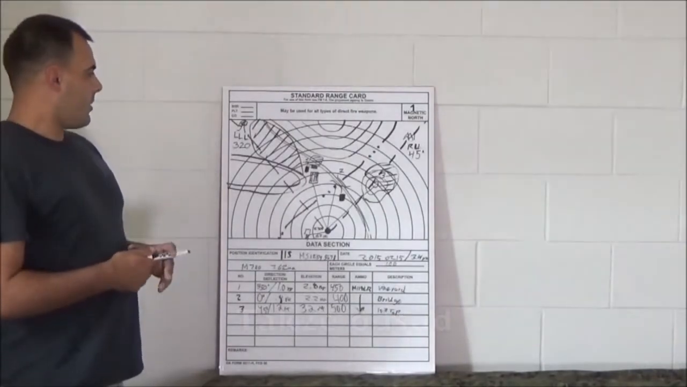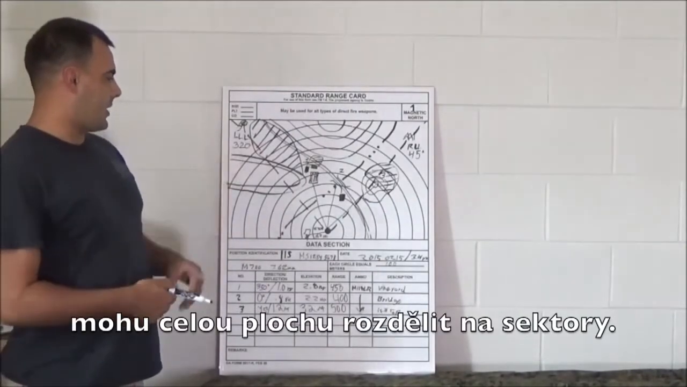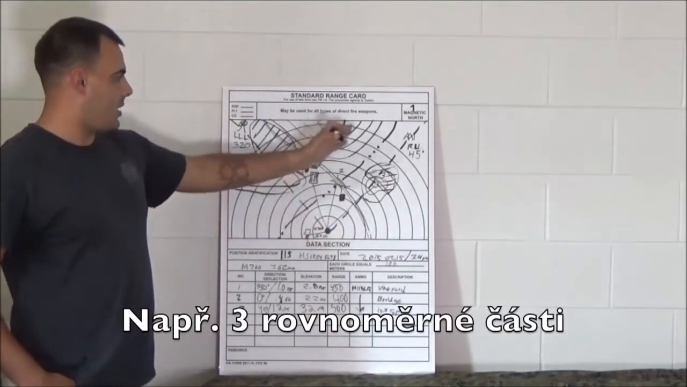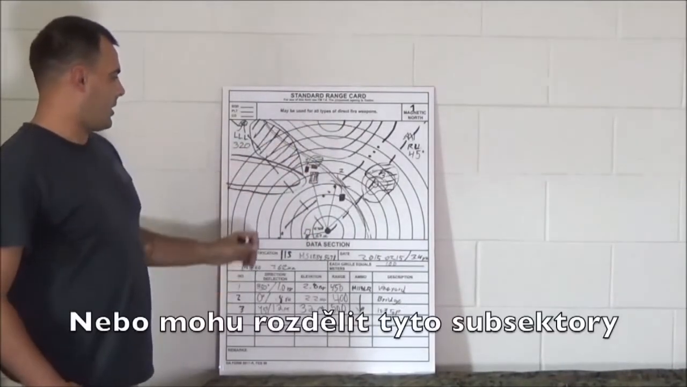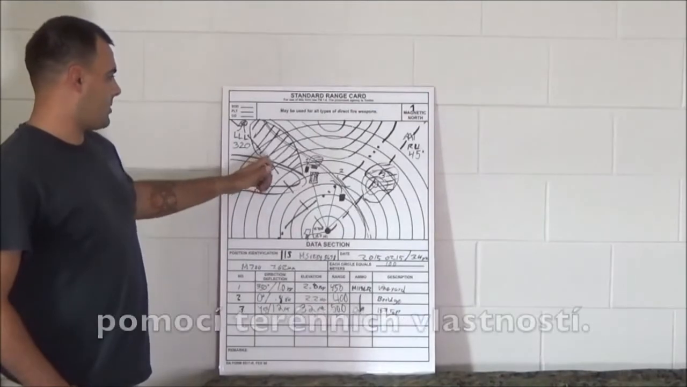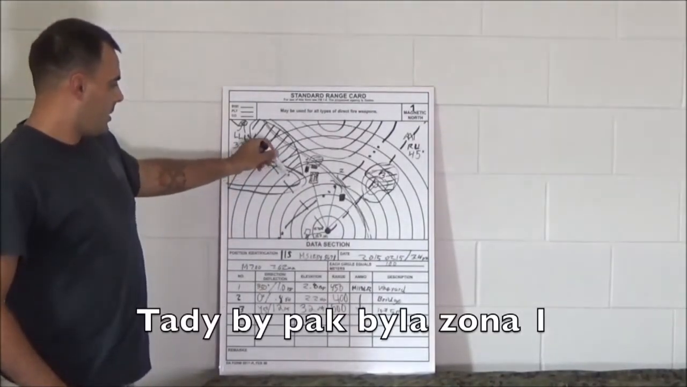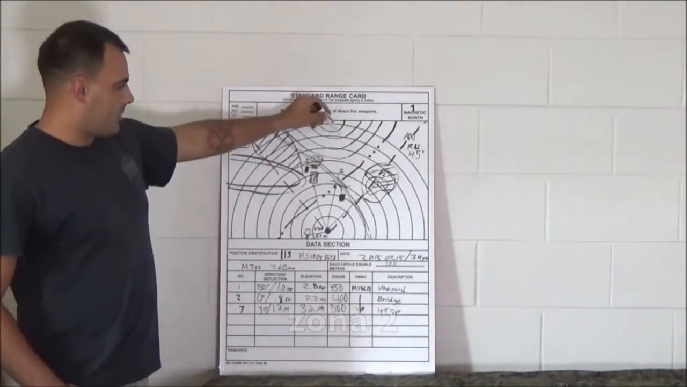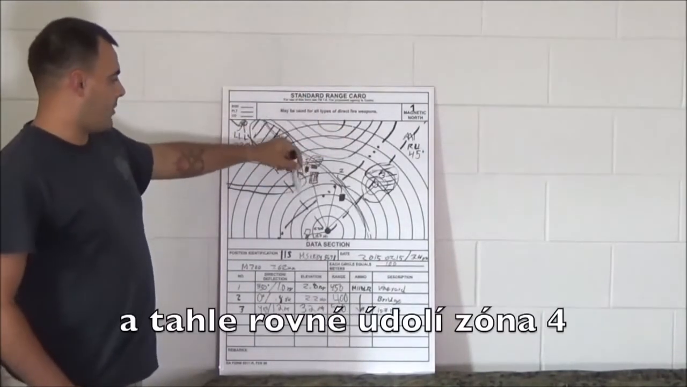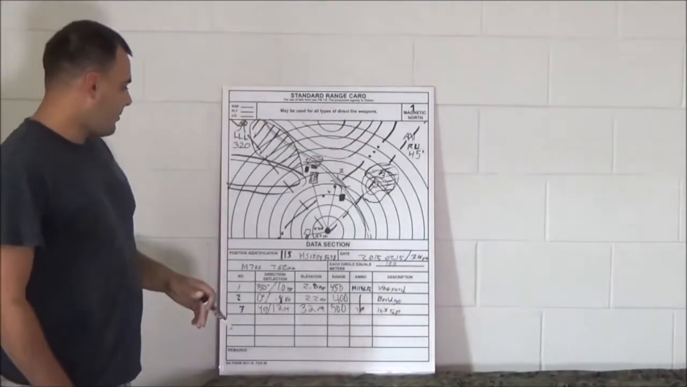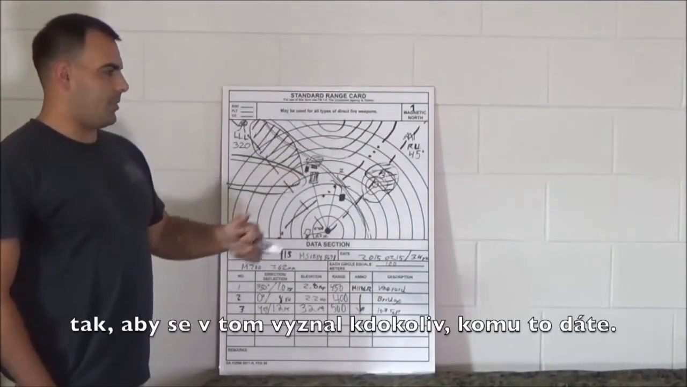So from here, within my sector, I can divide into subsectors if I wanted to, either just make 3 equal cones, or I can divide the sectors, the subsectors, by the terrain feature. So this spur would be Zone 1, Zone 2, Zone 3, and the big flat valley in between can be Zone 4. However you want to do it. And however it's easy to talk on to another person.